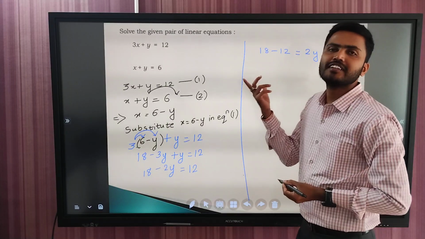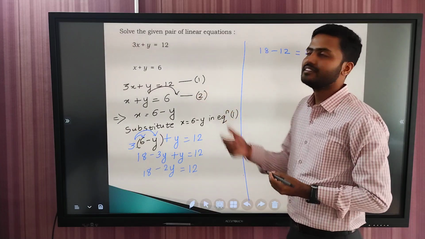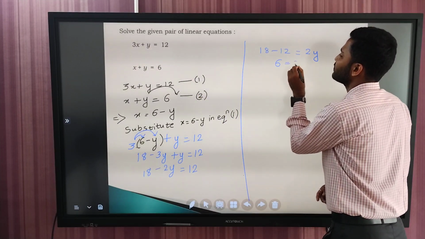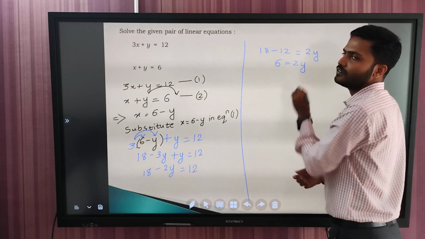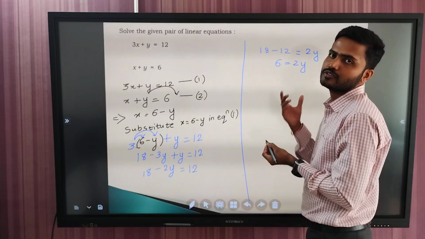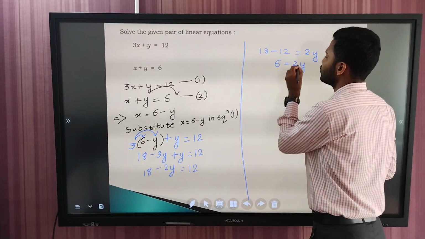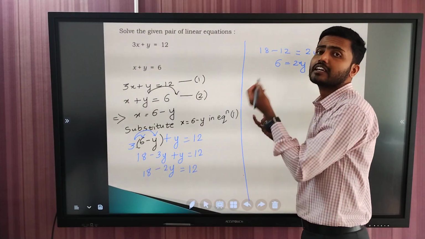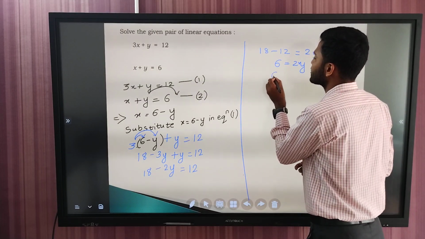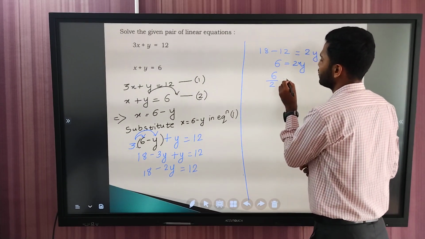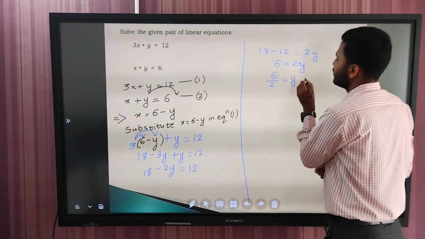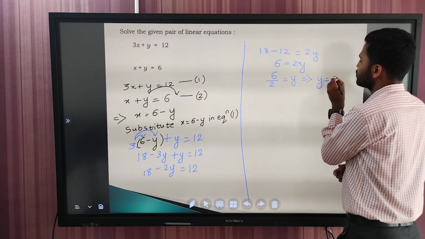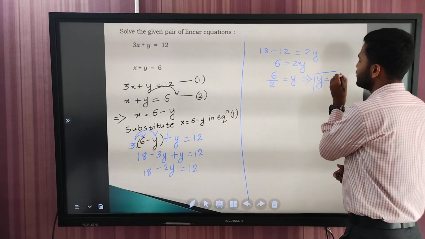So now what is 18 minus 12? Very simple, 6. So 6 is equals to 2y. So now it's very simple. You have to find the value of y. So 2 is multiplied with y here. If it goes on the other side, it becomes divide. So 6 divided by 2, you are going to get the value of y. This implies the value of y is going to be equals to 3.